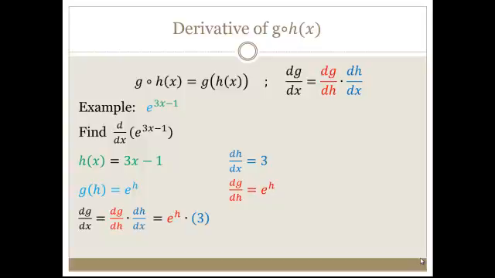Finally, as we did before, we want to write our function in terms of x rather than h. So replacing h with 3x minus 1, we have e to the 3x minus 1 all times 3. So in conclusion, we have that the derivative of e to the 3x minus 1 is 3 times e to the 3x minus 1.